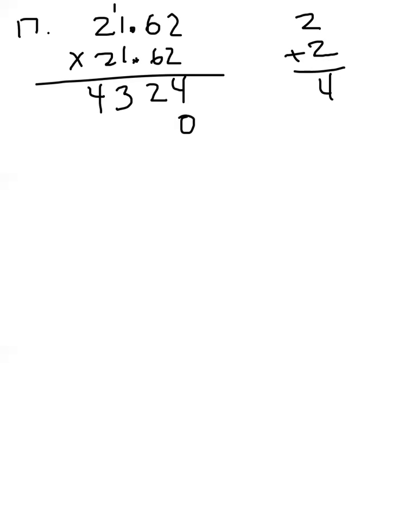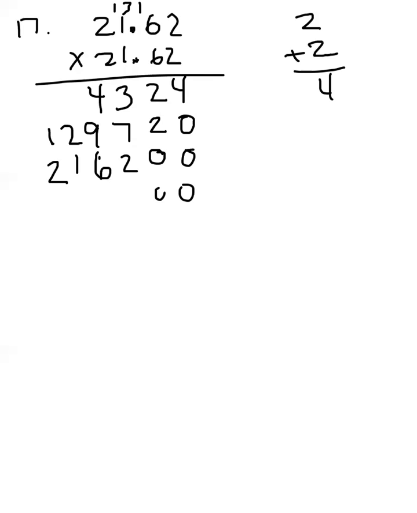Add a 0, 6 times 2 is 12, 6 times 6 is 36, plus 1 is 37. 6 times 1 is 6, plus 3 is 9, and 6 times 2 is 12. Add 2 zeros and then multiply. 2 times 1 is 2. 1 times 6 is 6. 1 times 1 is 1. And 1 times 2 is 2. Then add our zeros and then move on to the next one.